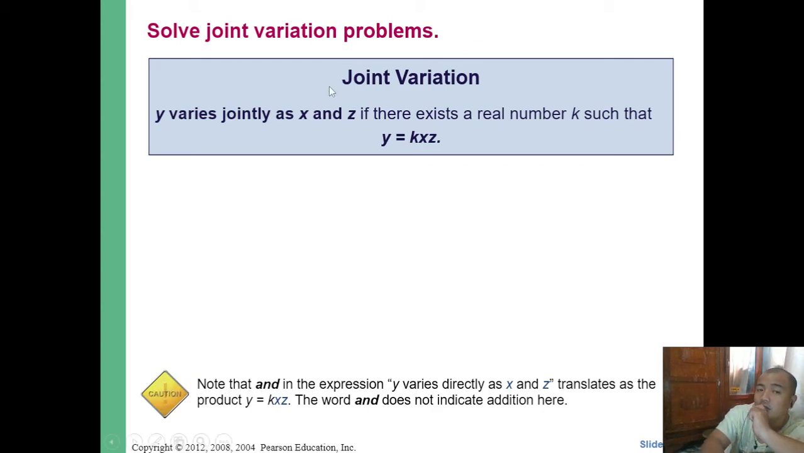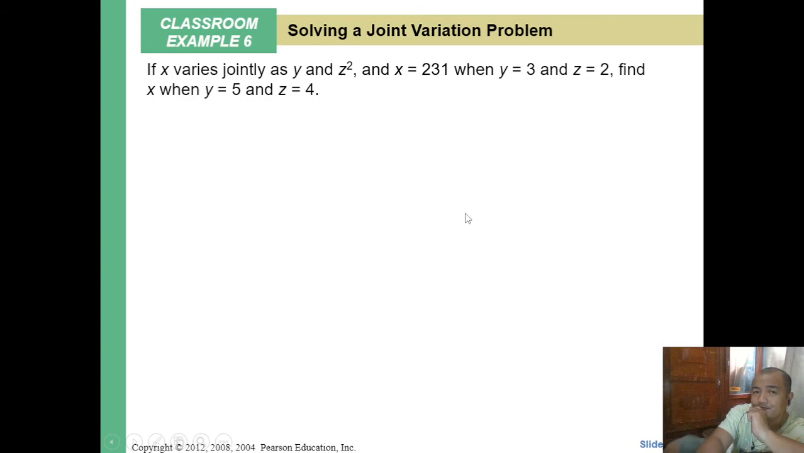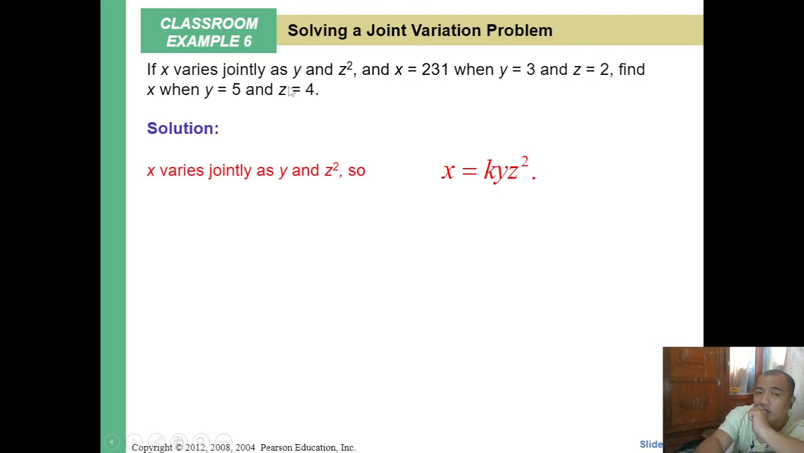Yes, it says here that y varies jointly as x and z. That means we do not add x and z, but we multiply the product of x and z. Solving a joint variation problem. If x varies jointly as y and z squared, and x is equal to 231 when y equals 3 and z equals 2, find x when y equals 5 and z equals 4. So what will be our equation for joint variation? x equals k y z squared.